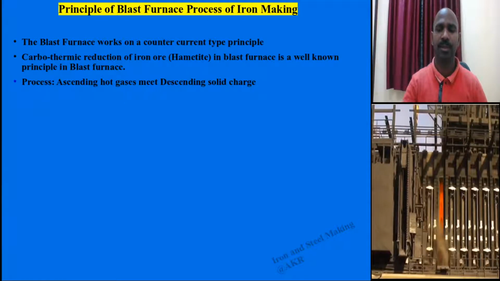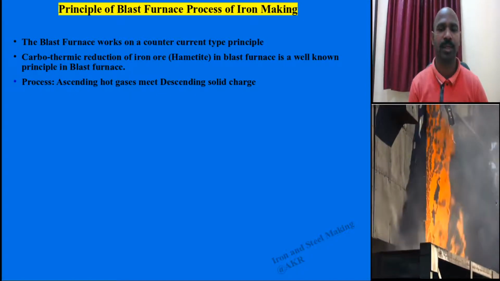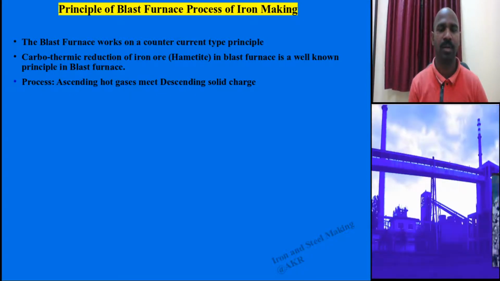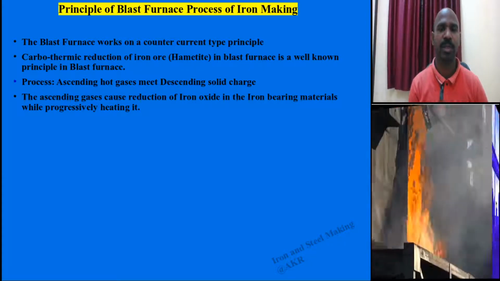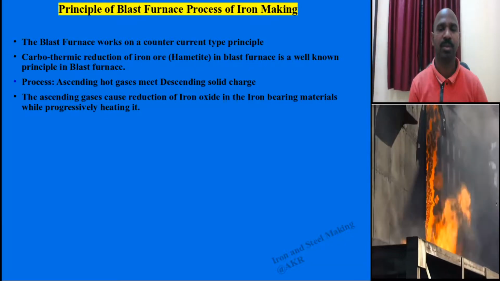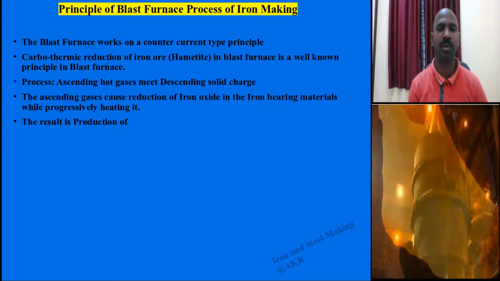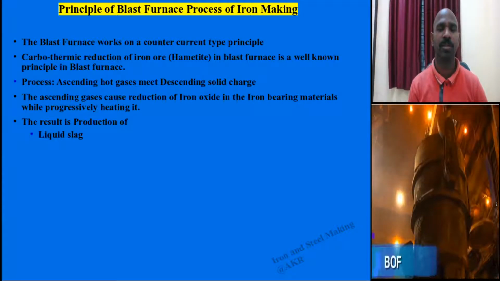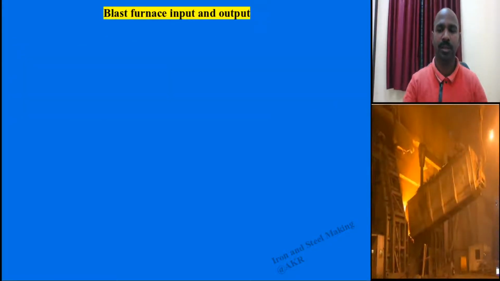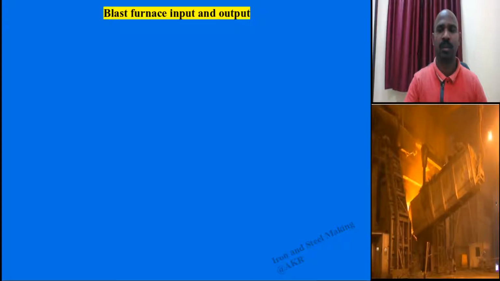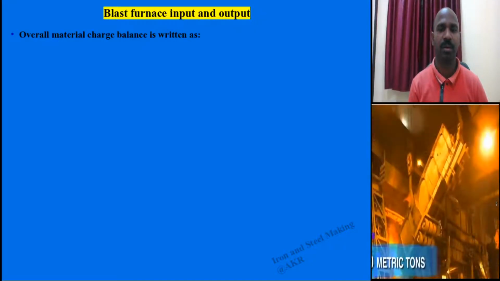The process is the ascending of the hot gases from the bottom, and from the top the descending of the solid charge occurs. In this way, there is removal of impurities from the iron bearing materials. As a result, you will see liquid slag, liquid molten metal and blast furnace gases. And the input and output of the blast furnace can be explained with a simple material balance equation.